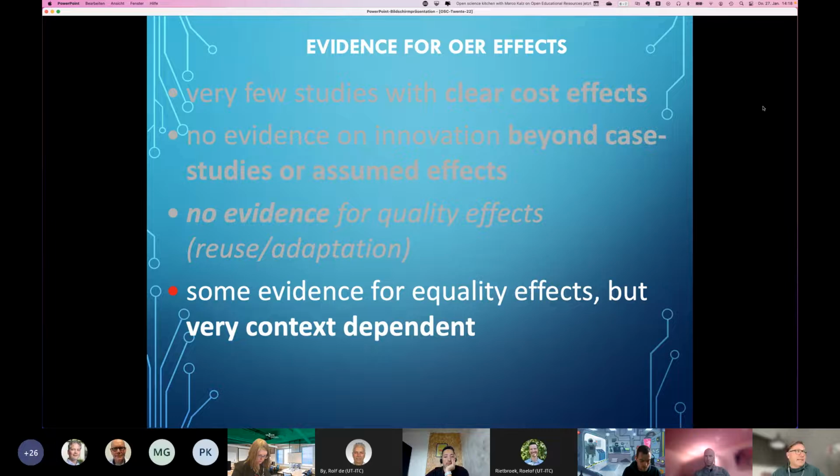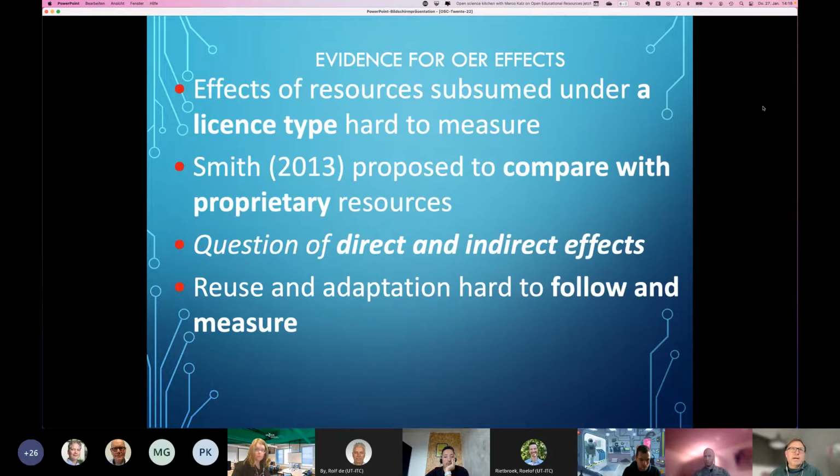On the other hand, it's also methodologically, of course, very hard to measure actually licensing effects. I mean, this is one of the paradigms that have been proposed in the OER community, that you compare proprietary resources with open resources. It's also a question what are direct and what are indirect effects. And I said it already, reuse and adaptation is another thing which is very hard to follow. I asked this once to the Creative Commons if they have any idea about the tracking of resources. So if they know how often Creative Commons resources are reused and adapted, they have also no statistics about that. So it's unknown how often resources are really adapted, and it's hard to follow.